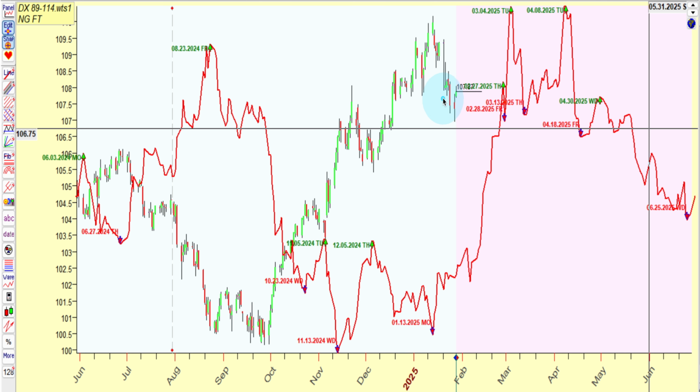Let's see what happens with FOMC today, and then follow the price action in regards to the dollar.